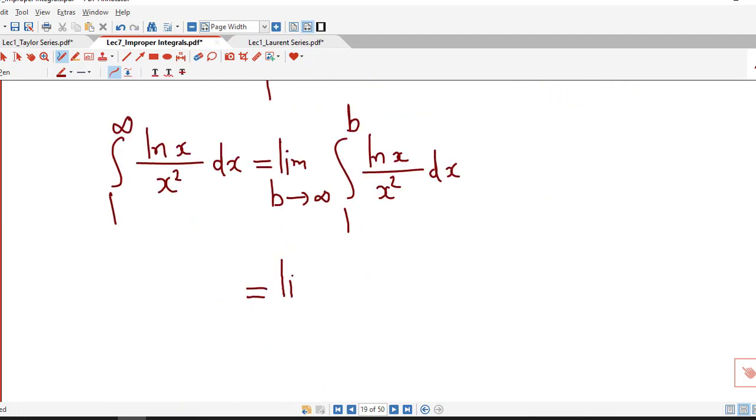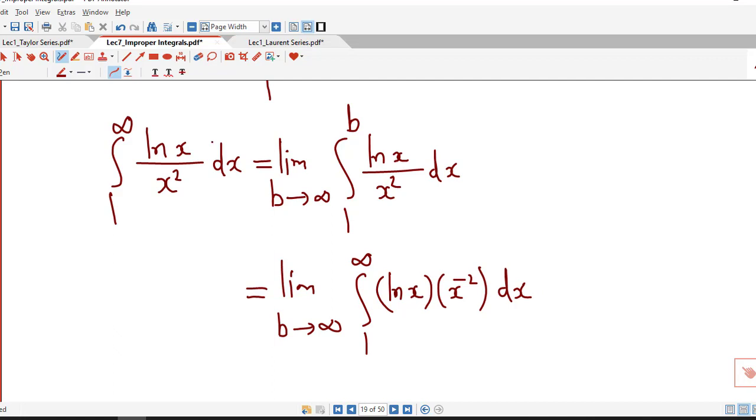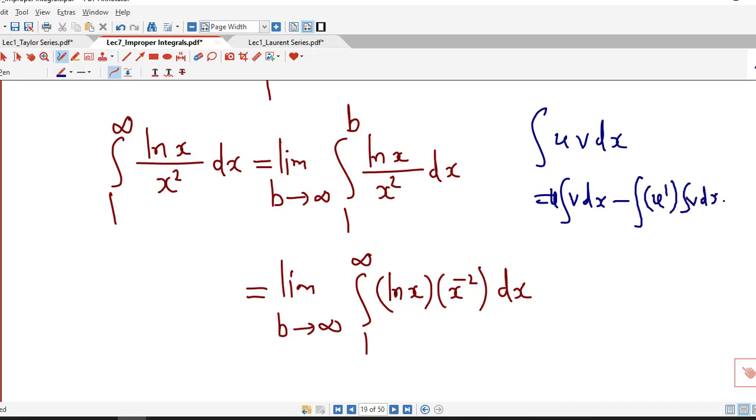Now to evaluate this integral, we apply integration by parts. Before that, we rewrite this as a product of two functions, log x, and 1 by x square, which we rewrite as x raised to minus 2. And then we apply the formula of integration by parts: u as it is, integral of v dx, minus integral of derivative of u times integral of v. So here we consider u equal to log x and v equal to x to the power minus 2.